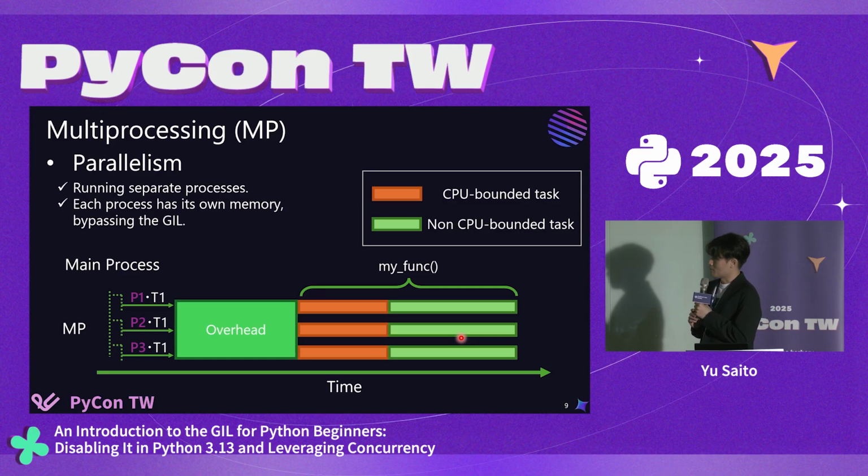The second key term is multiprocessing. Multiprocessing is a characteristic of parallelism. It allows multiple processes to run the same program. The figure shows how multiple processes run in parallel. As I mentioned before, the orange bar is CPU-bound tasks, and the light green bar is non-CPU-bound tasks, like IO waiting time. So compared with multithreading, multiprocessing runs the CPU-bound tasks, the orange bars, at the same time in a single program.